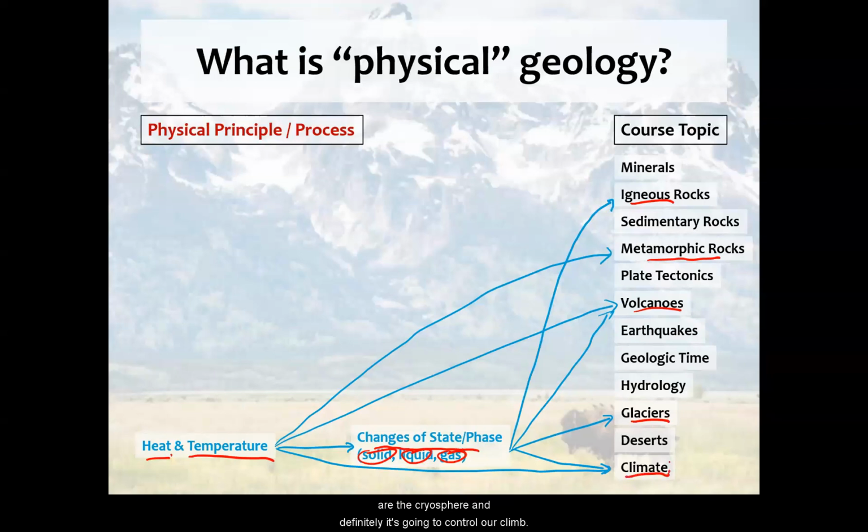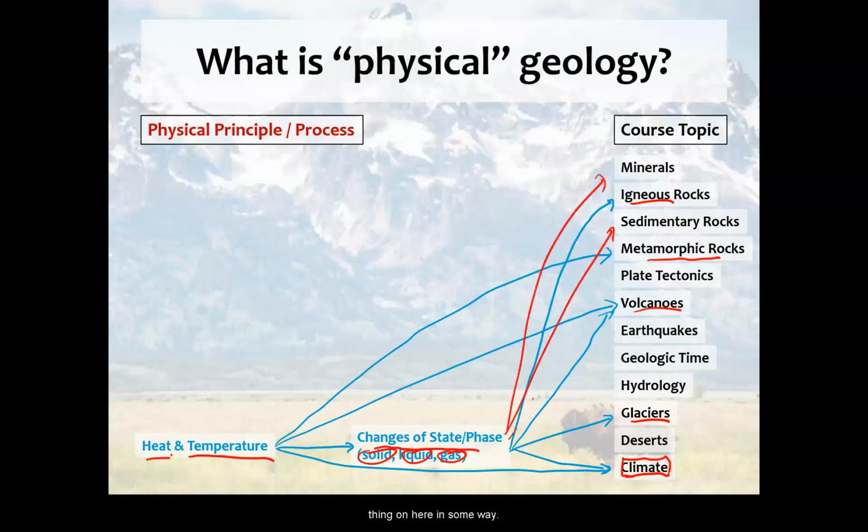And definitely it's going to control our climate, because of the movement of water vapor around Earth's surface, and the changes of phase, how that contributes to where it's warm, where it's cold, and things like that. You'll note that I haven't noted everything. We could probably take something like this and point to every single thing on here in some way. I'm not pointing out all of those. I'm just highlighting a few of them here.